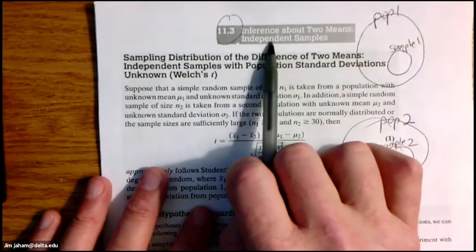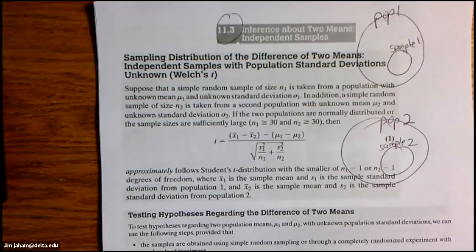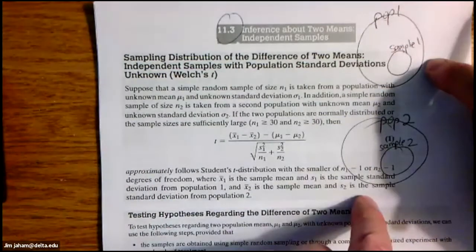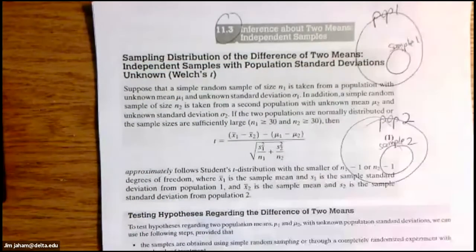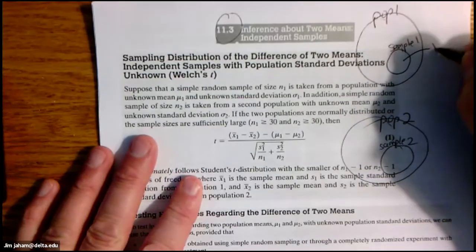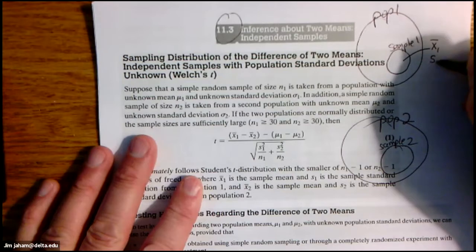they're from independent samples. In section 11.2, they were from dependent samples. We call that matched pairs or before or after. Now, these data values come from two different populations. They will be independent of one another. The information that we're going to be taking out of sample 1 is the sample mean of the first group, the sample standard deviation of the first group, and the sample size of the first group.